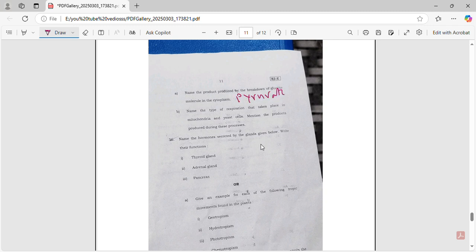A good question paper. Name the type of respiration that takes place in mitochondria, that is aerobic respiration. Mention the products formed during this process. In aerobic respiration, carbon dioxide, water, and energy are produced. Okay. Name the hormone secreted by the gland given below. Thyroid gland secretes the hormone called thyroxine. Adrenal gland secretes a hormone called adrenaline, the emergency hormone you must be knowing. Pancreas secretes a hormone called insulin, which maintains the blood glucose level.